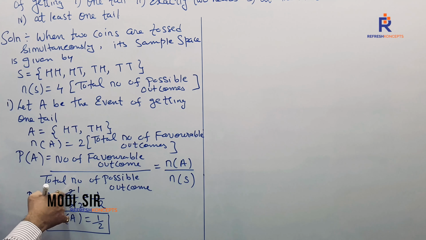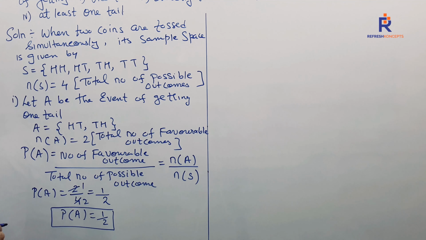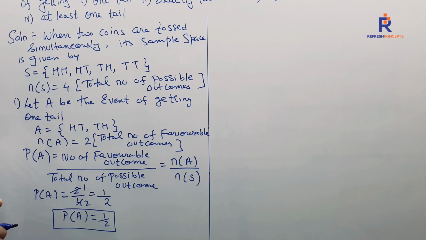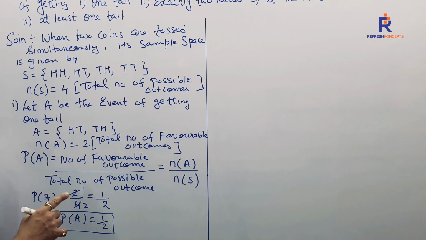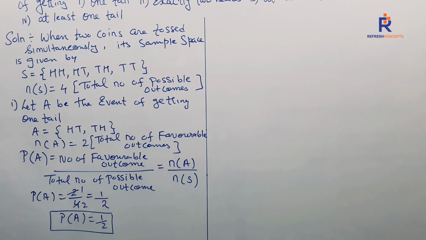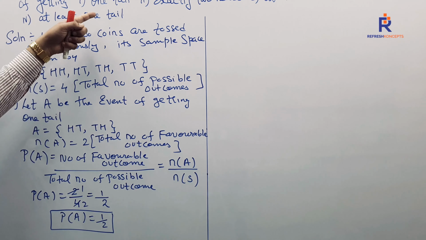Here it was 2 by 4, which got reduced down to 1 by 2. You cannot keep your answer as 2 by 4 as a final answer. You have to reduce it. If the numbers are not getting reduced further in fractional form, that's very much fine. But if the numbers are getting reduced, we have to reduce and give the final answer in that particular form. So this was my first probability, of the event of getting a tail.